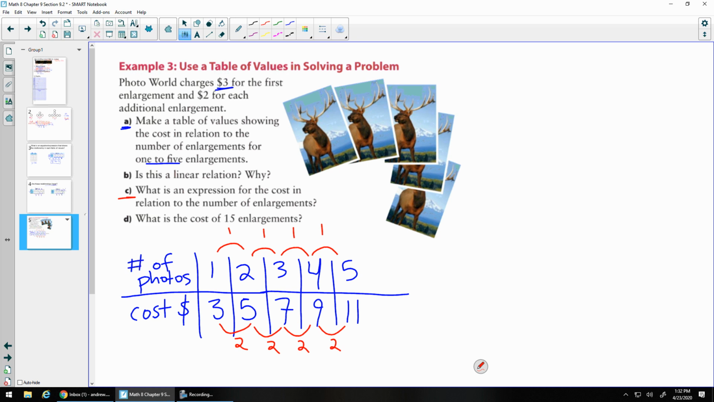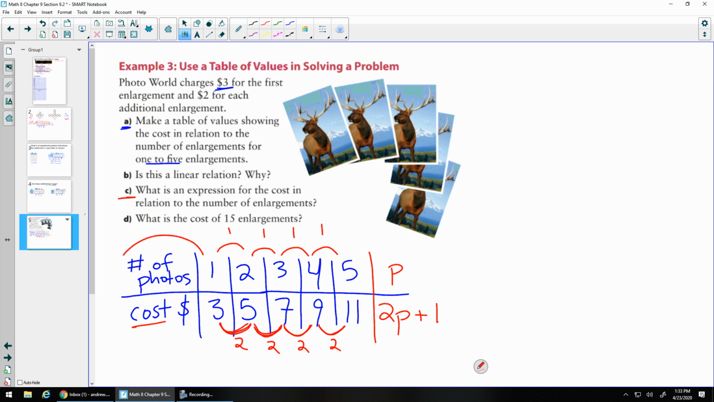So C, what is an expression for the cost in relation to the number of enlargements? Well, we're paying $2 for every enlargement here, and we're going up by 2 each time. So if we were going to get, let's say P number of photos, what is the cost going to be? Well, it's going to be 2 times the number of photos. So there's $2 for every photo you're getting, except that first photo you had to pay $1 extra. And so we're paying $2 per photo, but plus the $1 extra that you paid on that first one, because you paid $3 on that first one.